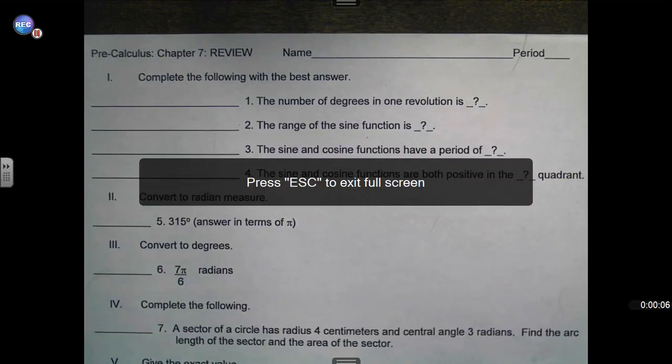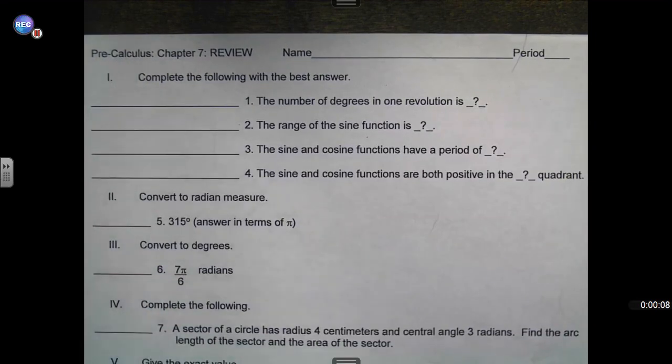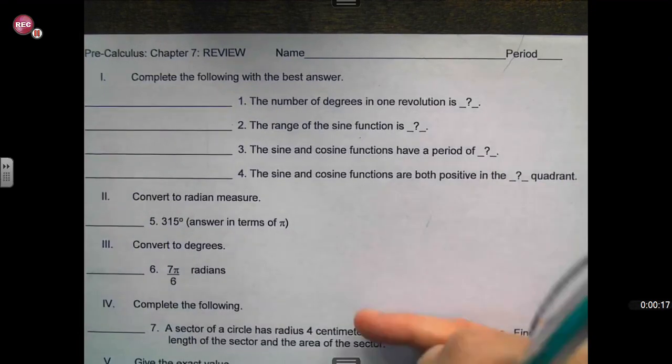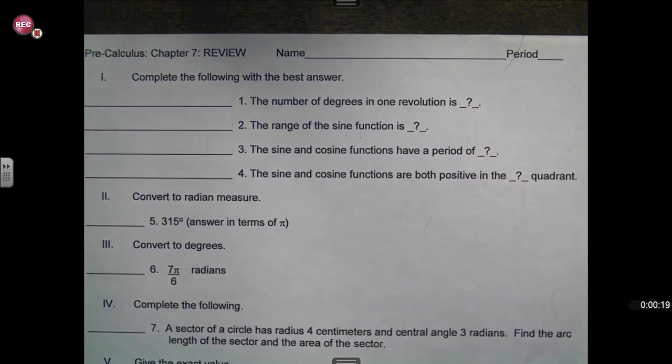The Chapter 7 review worksheet for pre-calculus. Just some vocabulary for the top part, as per usual.